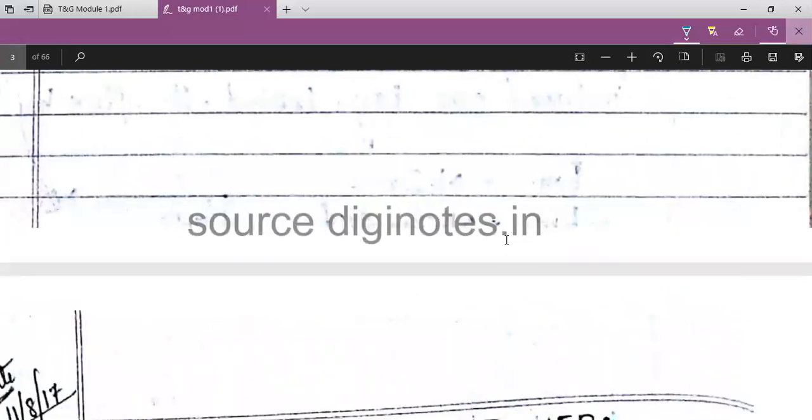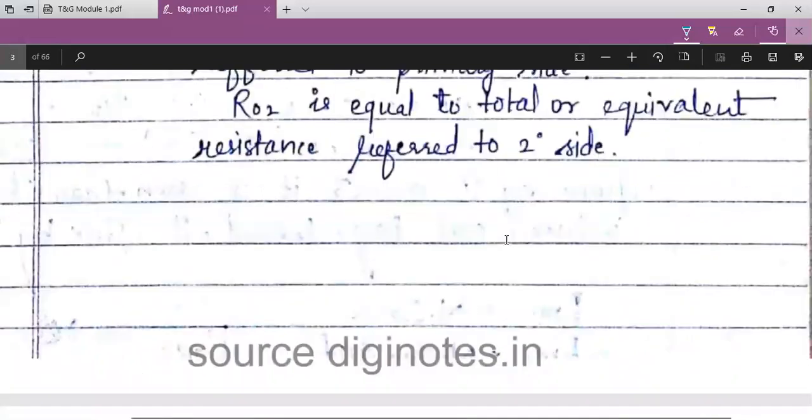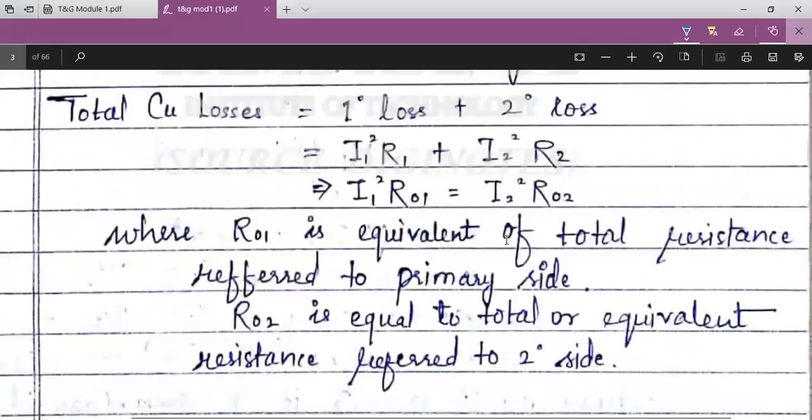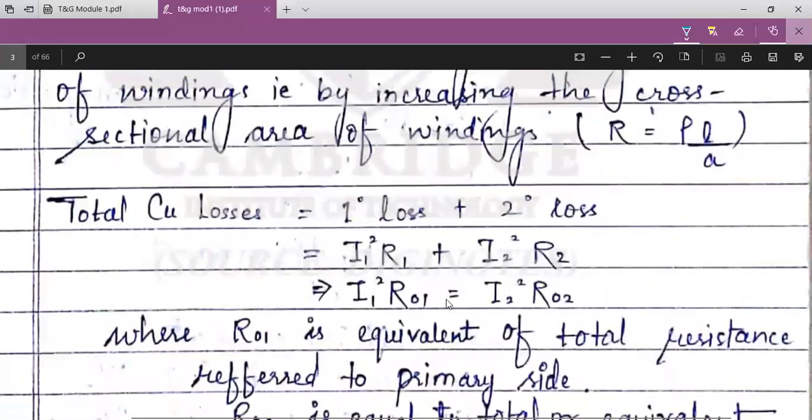That R01 and R02, why is that, sir? The previous page, sir, there's copper loss. Here R01 total and R02, copper losses. There, R01 we have written. First it is R1 and R2. Why is it R0 again?